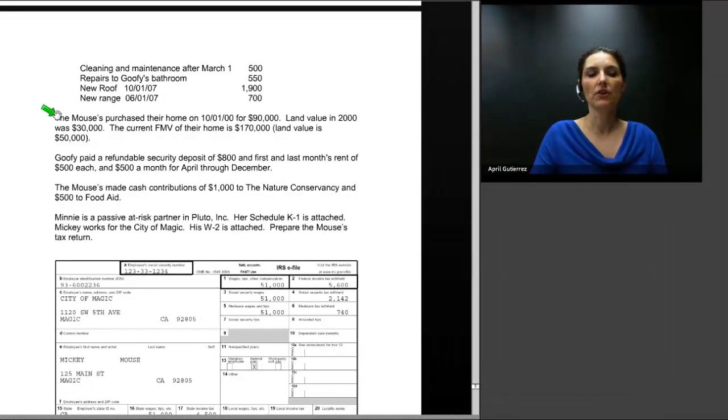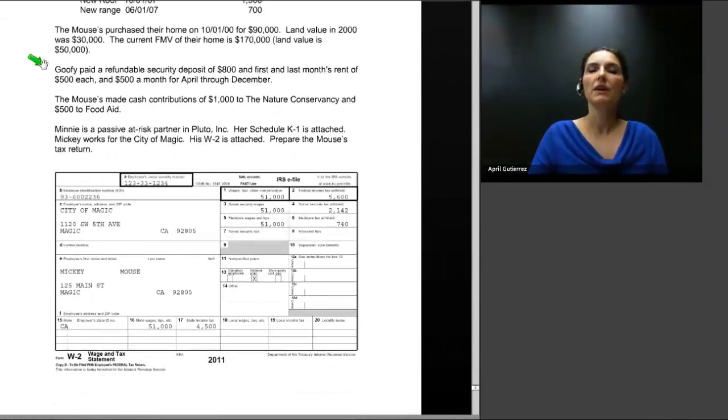And the Mouses purchased their home back in 2000 for $90,000. At that time, the land value was $30,000. The fair market value of their home currently is $170,000 with a land value of $50,000. Goofy paid a refundable security deposit of $800. He also paid first and last month's rent of $500, and then he paid $500 a month for the months of April through December. The Mouses made cash donations of $1,000 to the Nature Conservancy and $500 to Food Aid.